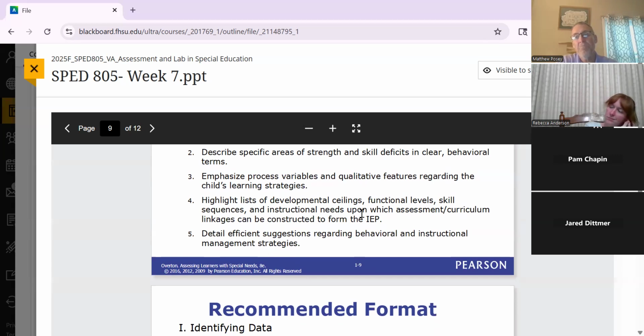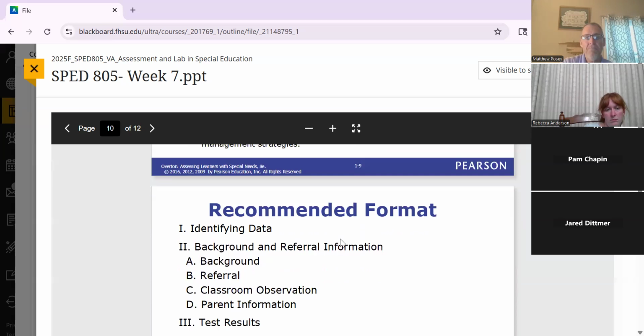You guys remember that term, basal and ceiling? Ceiling is where I capped the test off. I had to stop it. They hit so many incorrect in a row. Each subtest is different. Some subtests have a ceiling of 5, some have a ceiling of 6, some may have a ceiling of 3. Okay, so we always identify that, and it gives their instructional needs and any type of curriculum modifications. And it also will give suggestions regarding behavioral or instructional management.